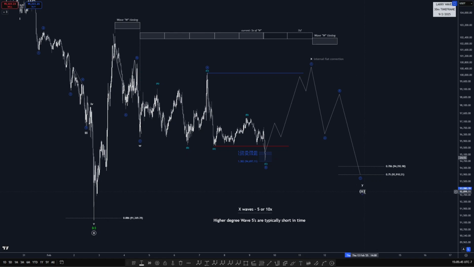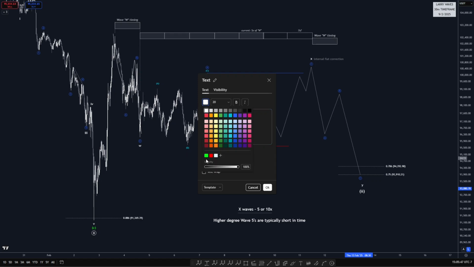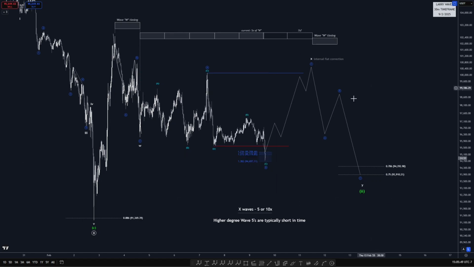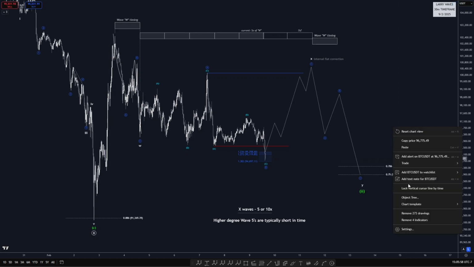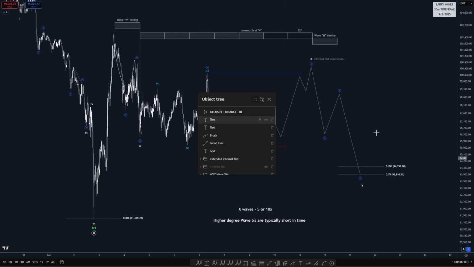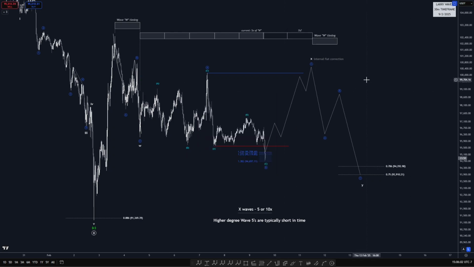Typically, when it comes to correction timing geometry, waves 2 and 4 will correct for the same time period. They will tend to seek parity, equal timing. So that's another reason why I don't want to see it correcting further, because it would indicate a longer wave 4 correction to the upside. And again, these wave 5s are typically quick in time, so I expect to start moving up with strength pretty shortly. But I'm prepared for this.